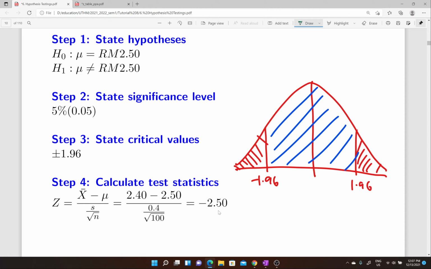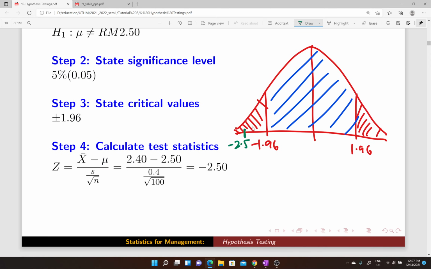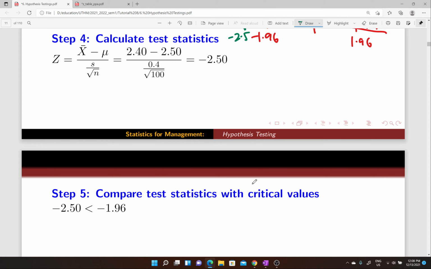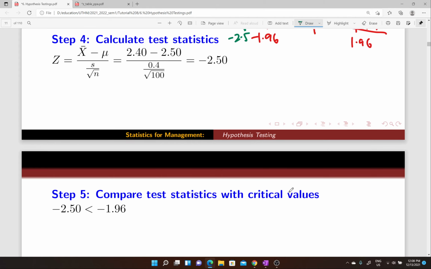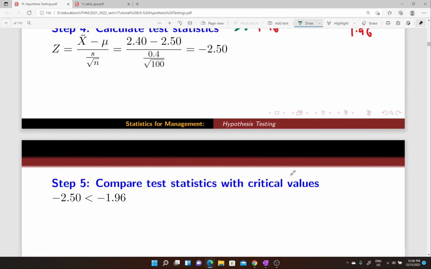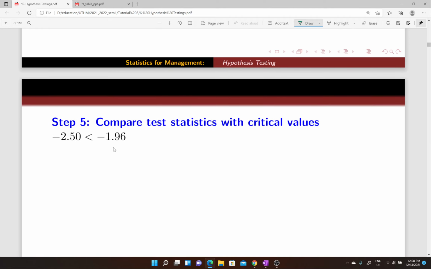This number is negative 2.5. Where is negative 2.5? Somewhere here, isn't it? It falls in the rejection region. So the next step is comparing the value. Compare the test statistic with the critical value. We notice that negative 2.5 is on the left hand side of negative 1.96, so I put it like this, smaller.